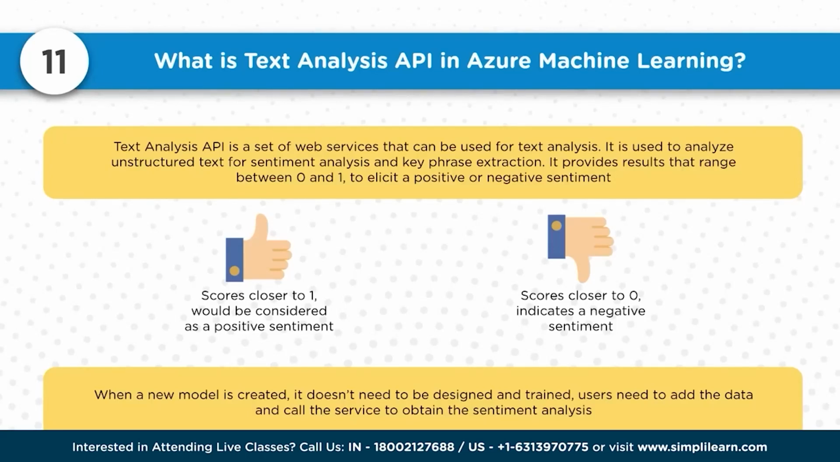Right. So in short, text analysis is an API, a set of web services that can be used for text analysis. It can be used to analyze unstructured statements, sentiment analysis, key phrase extraction, and a lot more. The results are generally between 0 and 1, with 1 being positive and 0 being negative sentiment. There is not much training, in other words, this is not as complicated as a couple of other text analysis software available in the market. We can simply paste or upload the text, call the service, and it runs sentiment analysis on it all by itself.